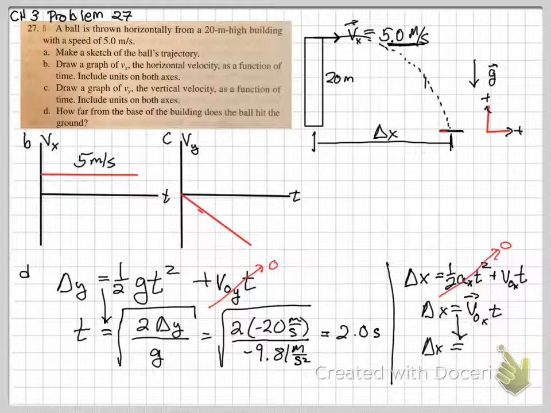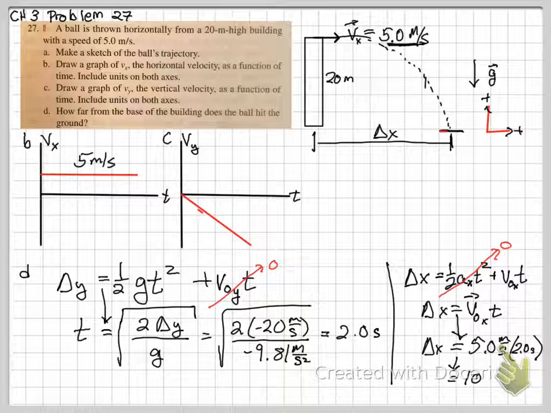We can substitute in the 5 meters per second that we got from the beginning, and we now know that it's going at that speed, in that direction, for 2 seconds. And that gets us a total distance of 10 meters. Seconds cancel out, so we end up with meters. So then this is going to fall 10 meters away from the base of the building. And this concludes the solution to number 27.